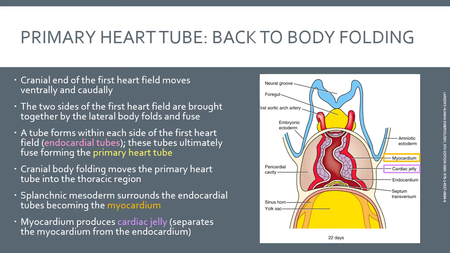And then from there, some splanchnic mesoderm is going to surround the endocardial tubes, and they will become the myocardium. So remember, that's the major muscle layer of the heart. The myocardium is then going to produce cardiac jelly, which is going to separate the myocardium from the endocardium, okay? And that's step 1 for forming the heart tube. Now, keeping in mind that during all of this process, cell proliferation is continuing, and it's producing the more caudal regions of the heart, the lower regions of the heart. But we're dealing right now primarily with this cranial region, the primary heart tube.